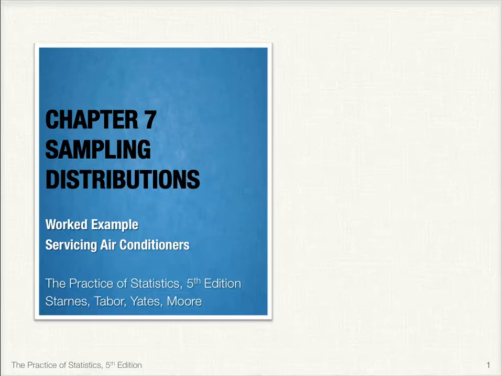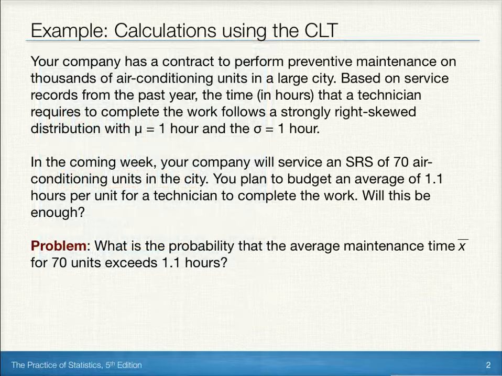In this example, we'll take a look at performing some calculations using the central limit theorem. Suppose your company has a contract to perform preventative maintenance on thousands of air conditioning units in a large city. Now, based on service records from the past year, the time that a technician requires to complete the work follows a strongly right-skewed distribution with a mean of 1 hour and a standard deviation of 1 hour.